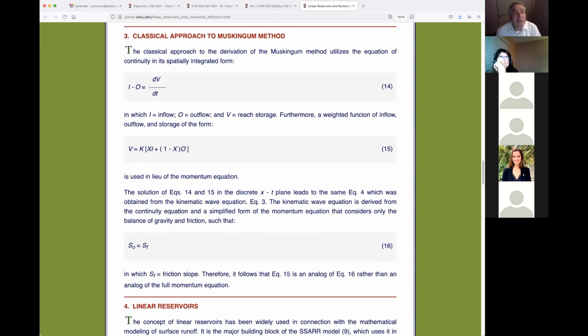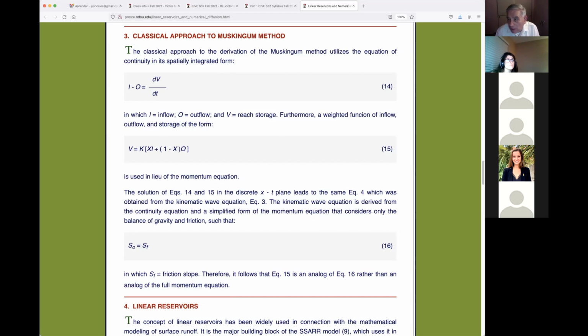The classical approach to the Muskingum method. That's the classical approach. From Chow, from his book, the classical approach of Muskingum has been around since 1938, so it's almost 80 years old. There are still people that work on the Muskingum, by the way, that kind of hold on to something that is old but is good, good for them anyway. And they continue to use the Muskingum.